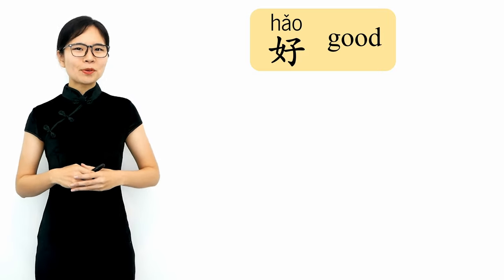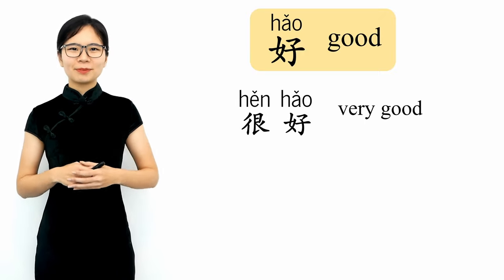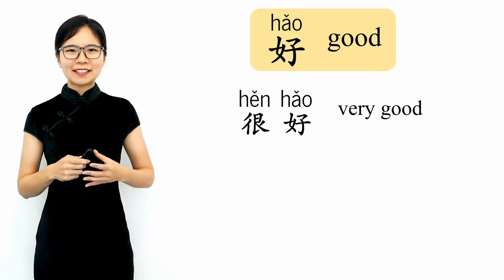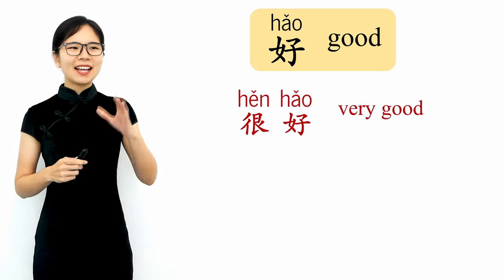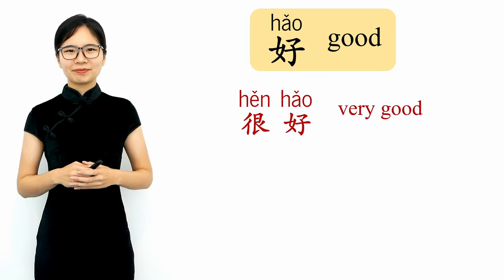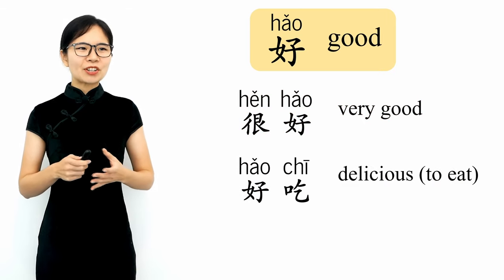Here are some example words that use the character hao. 很好. The character 很 means very and 很好 means very good. 很好, 很好, very good.